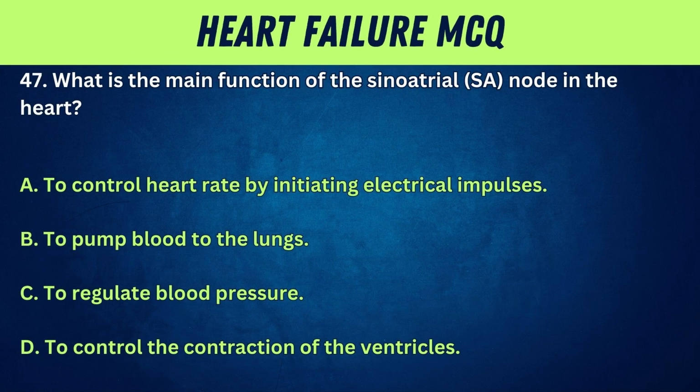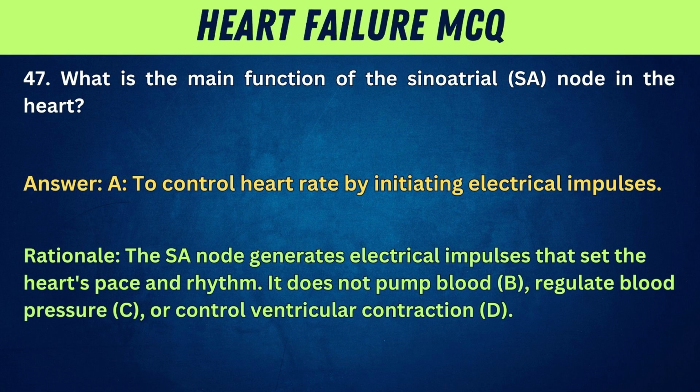47. What is the main function of the sinoatrial, SA, node in the heart? A. To control heart rate by initiating electrical impulses. B. To pump blood to the lungs. C. To regulate blood pressure. D. To control the contraction of the ventricles. Answer: A. To control heart rate by initiating electrical impulses.